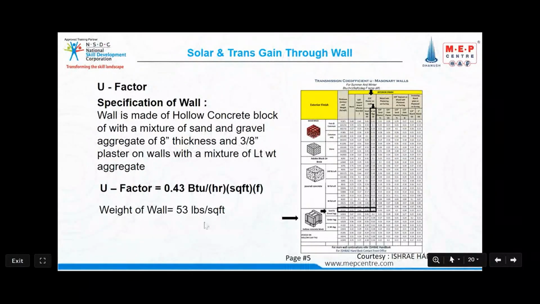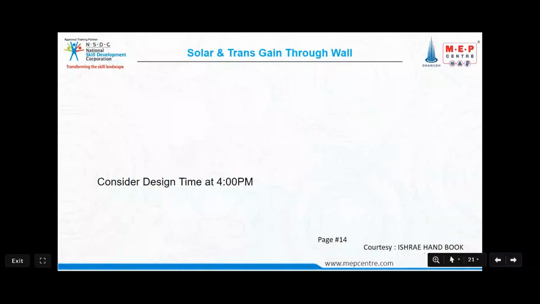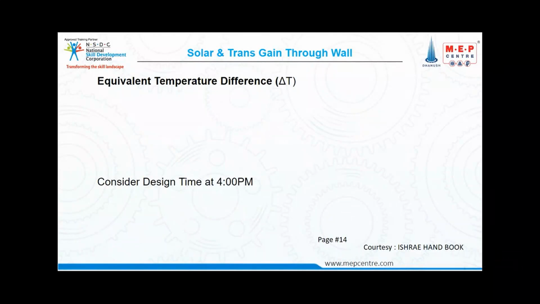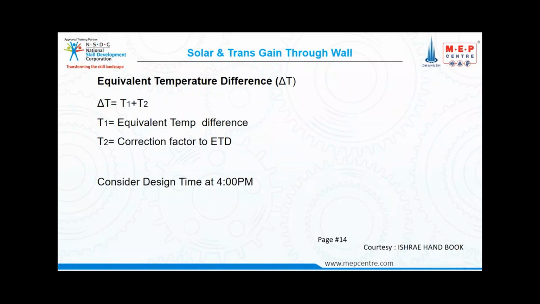Now, this 53 pounds per square feet is used to find the delta T, the equivalent temperature difference. For wall and roof, you need to remember, delta T is equal to T1 plus T2. T1 is the equivalent temperature difference and T2 is the correction factor to the equivalent temperature difference.